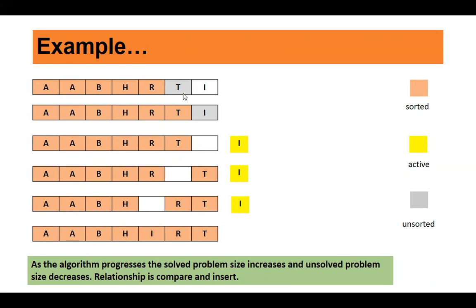So what you need to observe here is that at each iteration, the size of the solved part of the problem is increasing and the size of the unsolved problem is decreasing. Each step it is decreasing by 1. As the algorithm progresses, the solved problem size increases and the unsolved problem size decreases. And here the relationship is compare and insert.